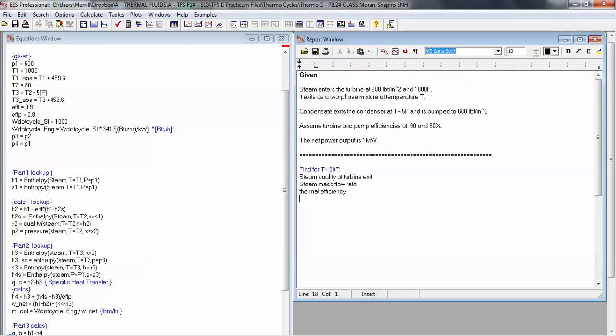So in EES, I'd like to label a comment for given, then list all the given values offered. So P1, T1, T1 absolute if I need that, T2, T3, T3 absolute, the efficiencies of the turbine, the pump, the inputs in SI, in terms of 1,000 kilowatts or 1 megawatt, and a conversion into BTUs per hour for English units. Finally, we note that P3 equals P2 and P4 equals P1.